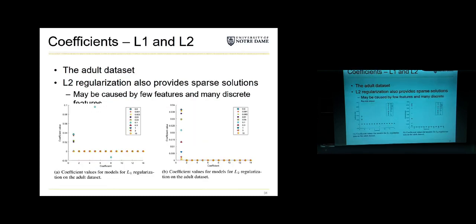And these are some coding coefficients for L1 or L2 regularization. This is the first data set. You can see both produce sparse solutions, but we tend to have only L1 regularization produce most sparse solutions. This may be because we only have few features and many discrete features, and besides that, since we have much more data samples than the number of features, it can easily be underfitting. So when we have some regularization, it can easily be too sparse to work.